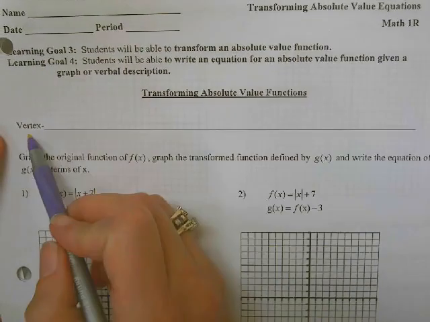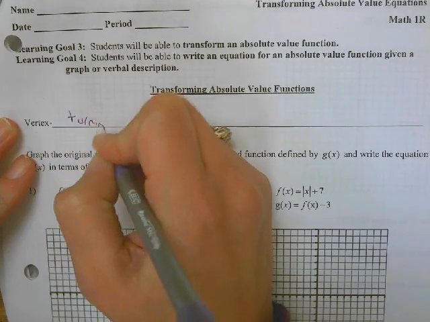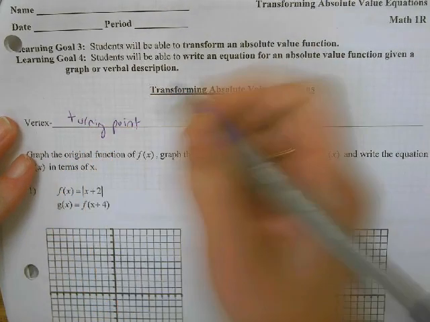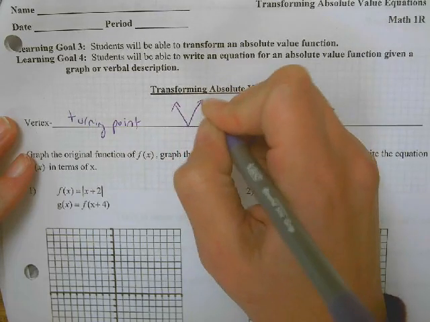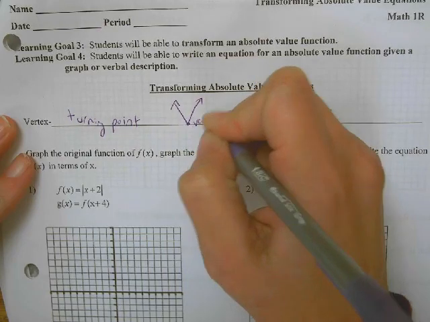So first, some terminology. The vertex is our turning point. That's another word for it. So it's like the tip of the V. So this point here, that's called your vertex.